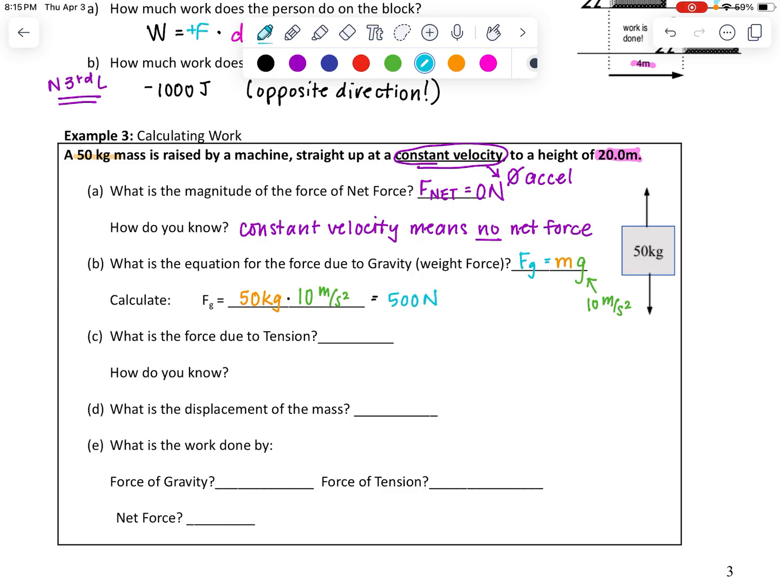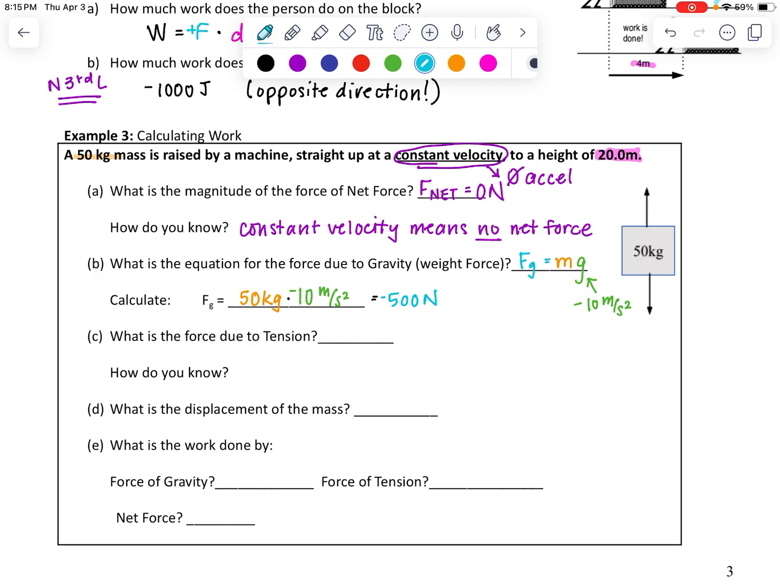I should just remind you that g, because it's downward, we tend to say that upward is positive. And so because acceleration due to gravity is downward all the time, we're going to make it negative, which means our force is a negative force. Okay?